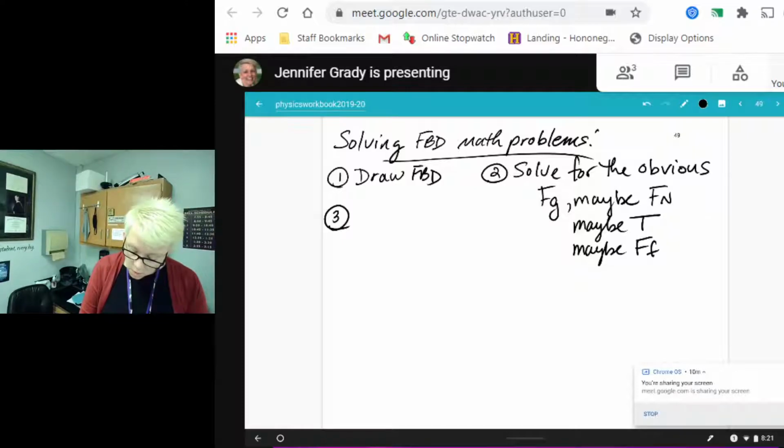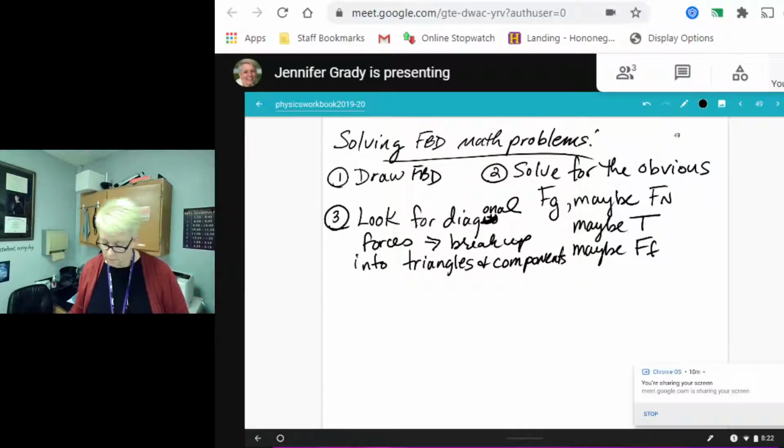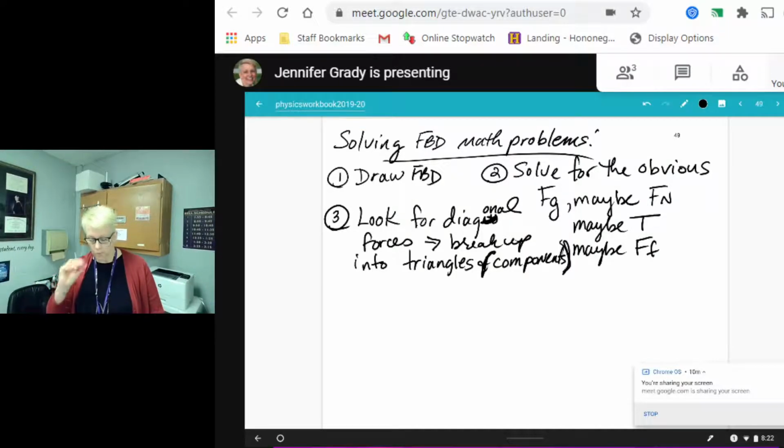Well, what we're going to do next, and this is new, I've been spelling this wrong for a day and a half. All right, diagonal forces. Actually, I'm going to put that in parentheses instead. So we're going to look for diagonal forces, and we are going to break them up into triangles, or really, we're going to find component vectors, and I'll explain what that means in a minute. But this is new. This is where we're going to focus a lot of our energy during this lesson. So if you need a cookie, go get one, because you're going to need it.